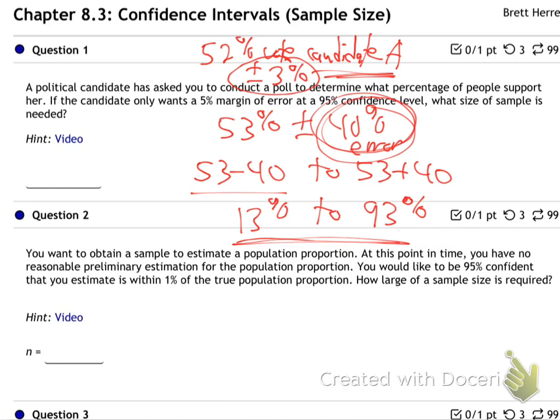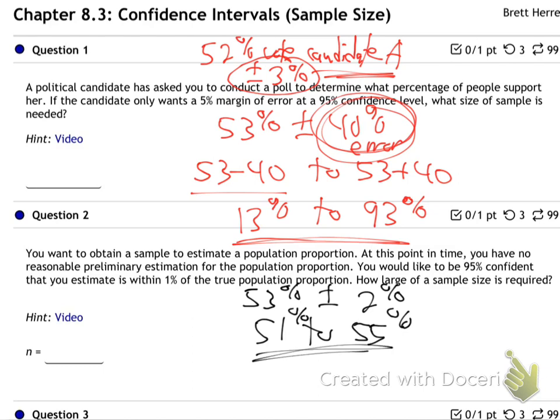If instead of a 40% error, it was 53% plus or minus 2%, well, then that would be from 51 to 55%. Now you're really saying something. Now you're saying, I'm pretty sure, 90% confident, that on the actual election day, somewhere between 51 and 55% of the United States population is going to vote for that candidate. That's a strong prediction. Whether it's right or not, time will tell. But now you're saying something. So we'd like to make the error margin as small as possible.